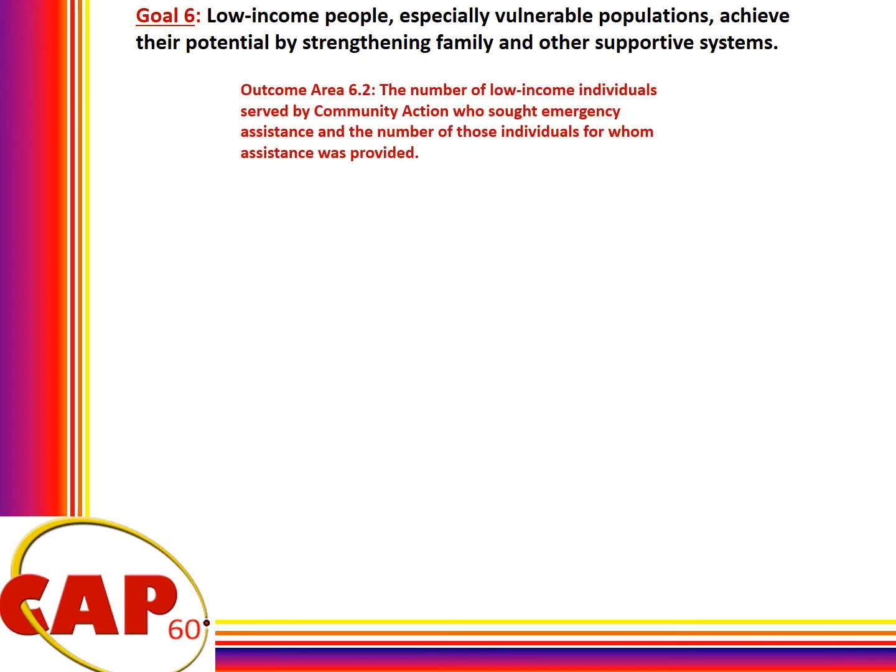Outcome Area 6.2, the number of low-income individuals served by community action who sought emergency assistance and the number of those individuals to whom assistance was provided. Agencies should report those services and resources that are provided to meet immediate short-term needs of low-income individuals. A broad range of community action activities could generate outcomes to be reported under this performance measure. To document Help New Mexico emergency assistance programs, use the following NPIs.